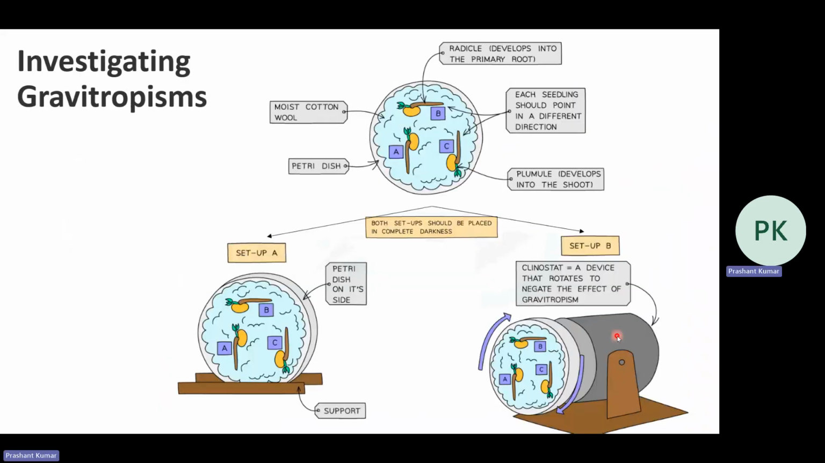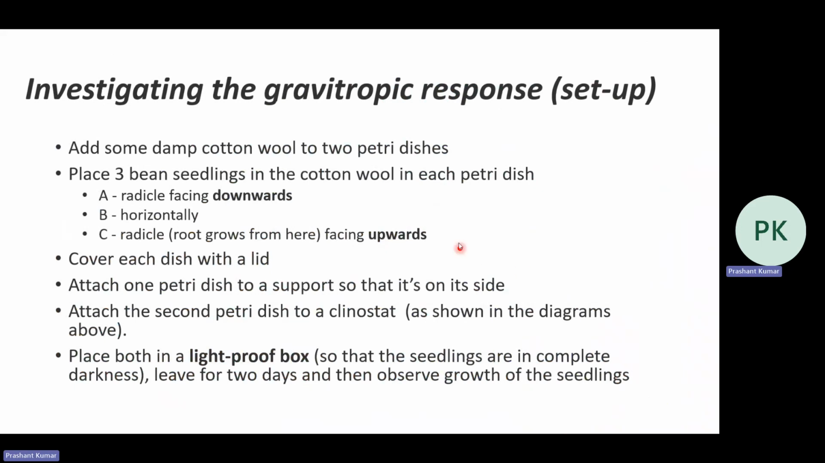If we have to investigate geotropism, it's very easy. You can put the seeds in a petri dish. So there's a setup A and there's a setup B. Let's talk about the setups. Add some damp cotton wool into the petri dish. Place three seedlings, with the radicle pointing in different directions, in each petri dish. So A, B, C, we have seen the diagram. Cover each dish with a lid.